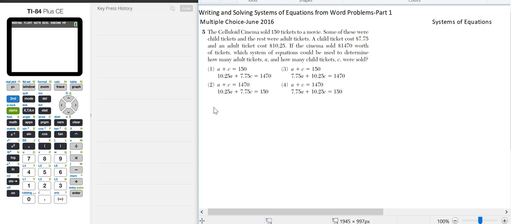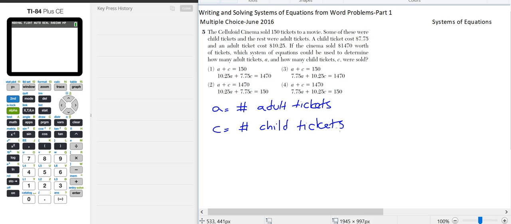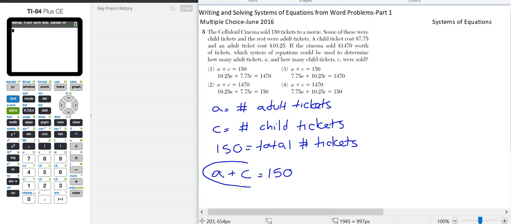We know that A, they tell us, is the number of adult tickets. And we know that C is the number of child tickets. And we know that the total number of tickets sold was 150. So we could use this information to write an equation. The number of adult tickets, A, plus the number of child tickets, C, is going to be equal to the total number of tickets, which is 150. That's one equation. Let's write another equation.